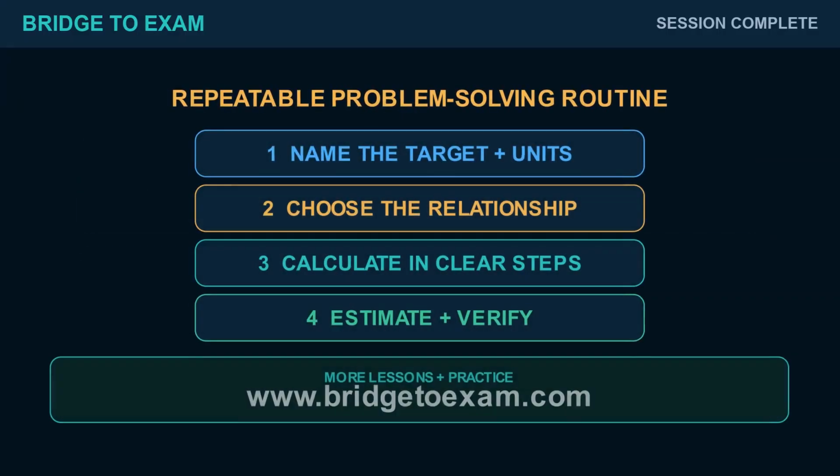Use this routine. Name the target and units, choose a relationship, calculate with clear steps, then estimate and verify. Connect rate and start value, build or read the equation, generate points, and verify the graph and intercepts algebraically.